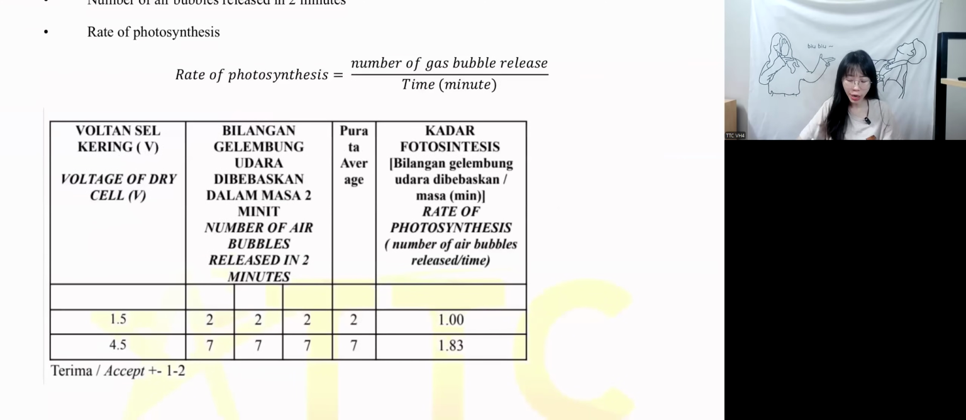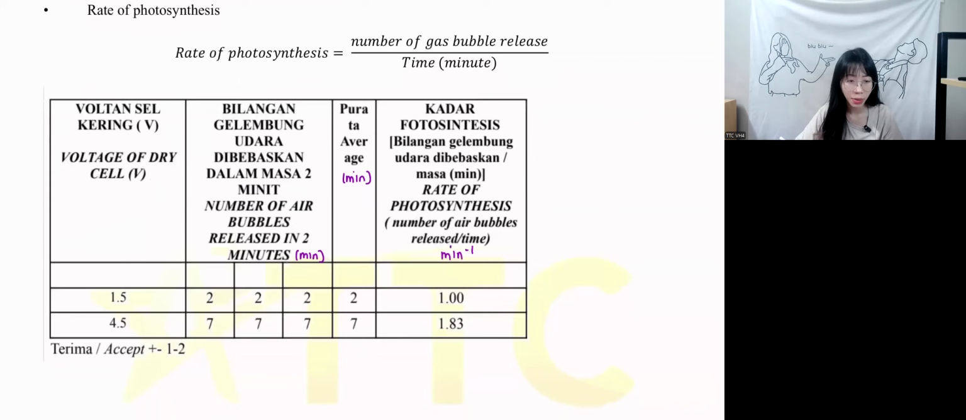When you draw your table, remember to label on top. This is voltage of cell, and remember your unit is V. Number of air bubbles released in 2 minutes. Then the unit here should be minute. Average should be minute. And then your number of air bubbles released by time will be minute minus 1. This is your unit. When you're drawing a table, unit is important as well.